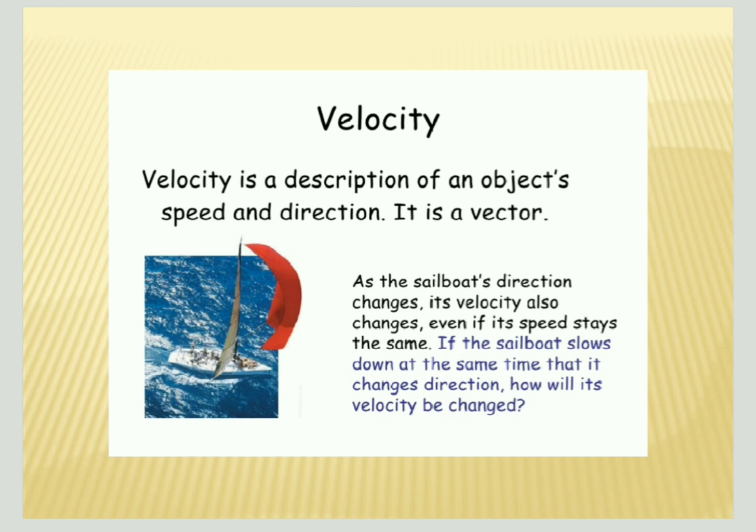Okay, with respect to time is called the velocity of a body. So as the sailboat's direction changes, its velocity also changes, even if its speed stays the same. It means that if any object's direction is changing, even if the speed stays the same, the velocity will change. As you can see, the sailboat's direction is changing, so its velocity will change.